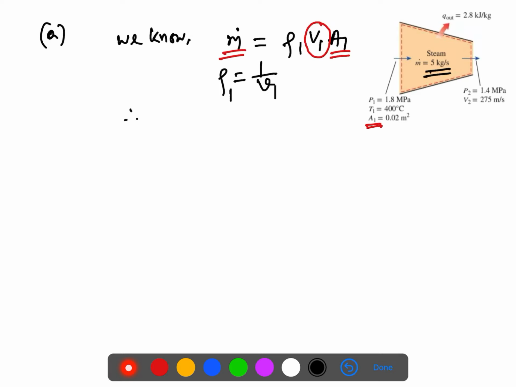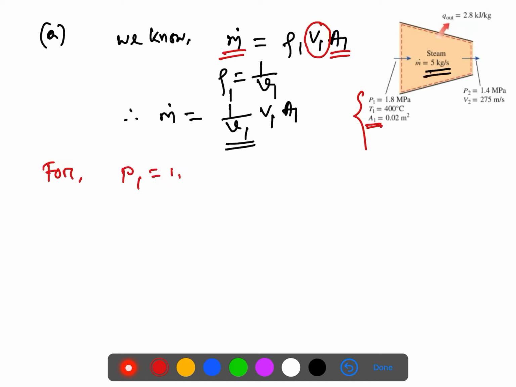So this relation will be m = 1/v1 × V × A, right? We know the mass and the area, and we need to calculate the velocity, but what we don't know is the specific volume. So we will calculate the specific volume for these given conditions: pressure 1.8 MPa and temperature T1 equal 400 degrees centigrade.